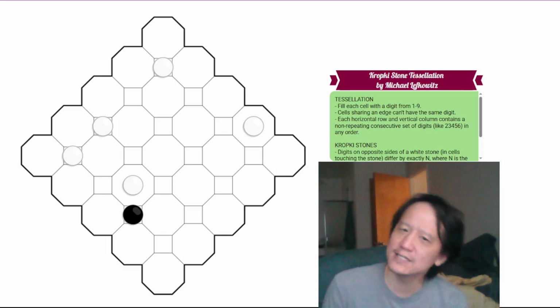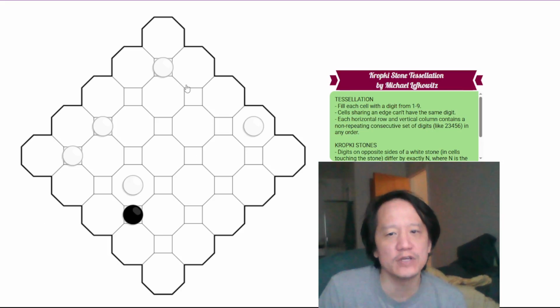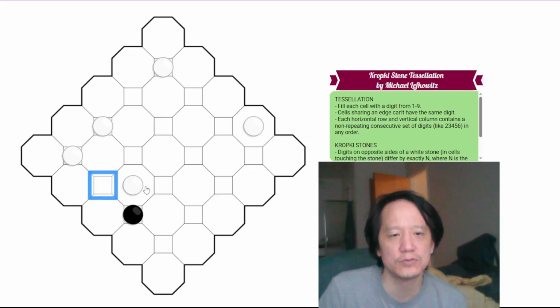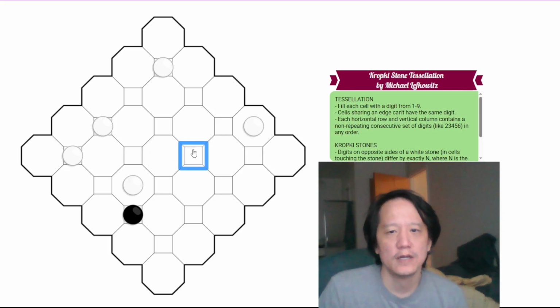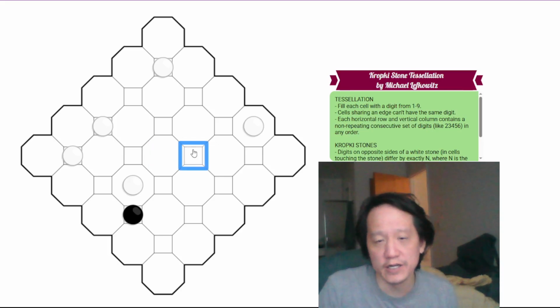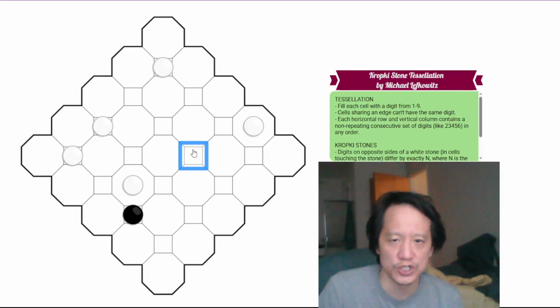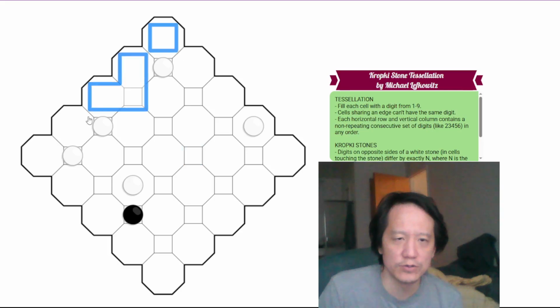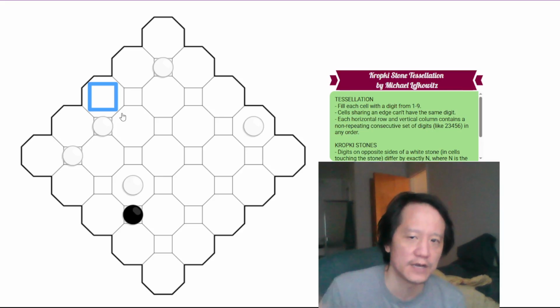We have tessellation rules, where we need to fill each cell with a digit from 1 through 9. And I think these squares are also... So we have these sort of like octagon-shaped things, and we have normal squares. So I believe those are all cells. Cells sharing an edge can't have the same digit. So there's nothing about rows and columns, so we don't have to worry about that. But cells sharing an edge cannot have the same digit.